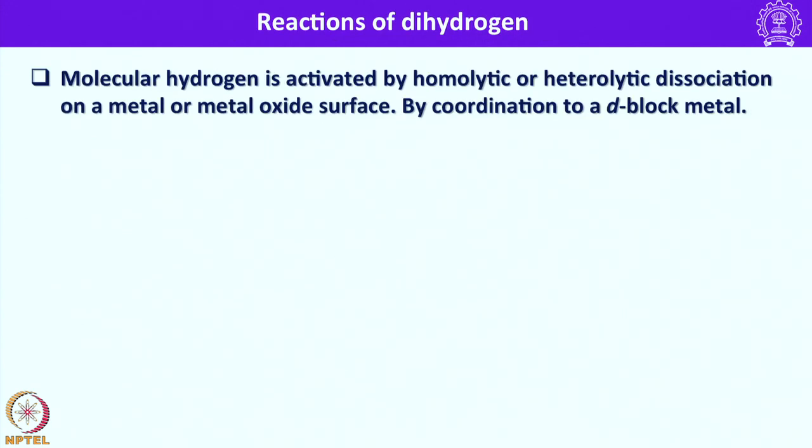And let us look into the reactions of dihydrogen. Molecular hydrogen is activated by homolytic or heterolytic dissociation on a metal or a metal oxide surface, essentially by using d-block metals. That means, if you want to do hydrogenation of unsaturated organic compounds, one can generate the active species from molecular hydrogen.